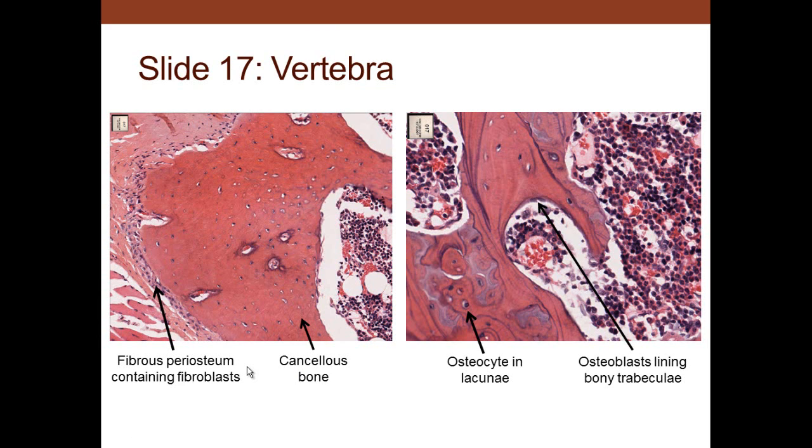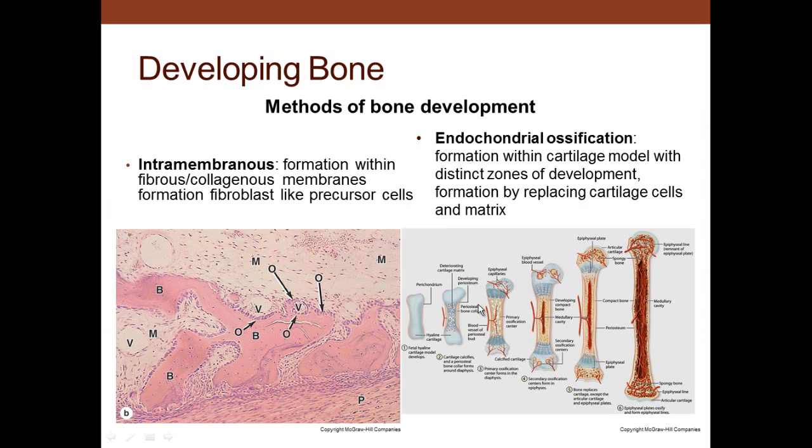If we look at the vertebrae, we can see fibrous periosteum. So we've got the connective tissue core, dense irregular connective tissue that surrounds it. There's cancellous bone that we see here, a spicule of bone, and here we can see osteoblasts lining the spicule of bone. This is primary spongiosum, and it still has a cartilage core. So the bone is replacing the cartilage, and here we see an osteocyte that's located in its lacuna or space.